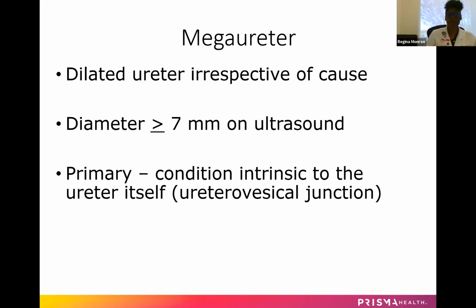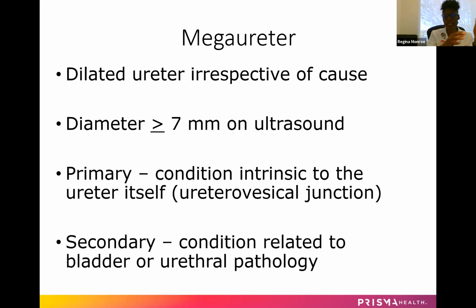All right. So primary megaureter being conditions intrinsic to the ureter itself or the ureterovesical junction, and secondary megaureters being a broader topic related to bladder and urethral pathology. Particularly, we think of neurogenic bladder and cases of posterior urethral valves when we talk about secondary megaureter. And for the confines of this talk, we're going to stick to primary megaureter.